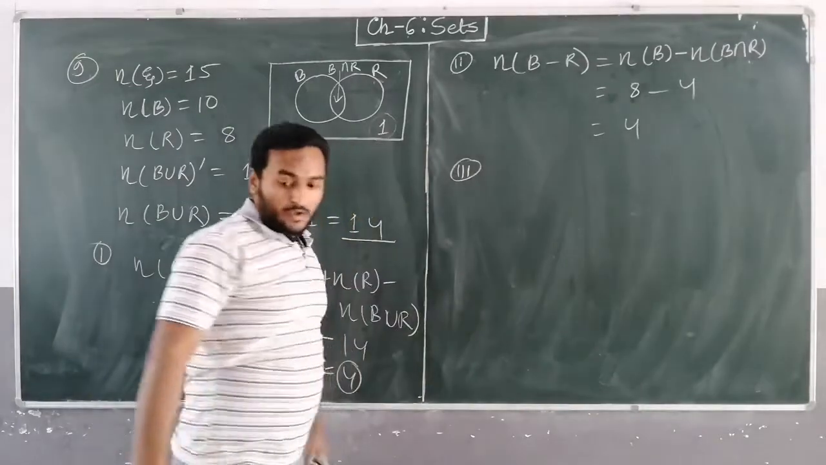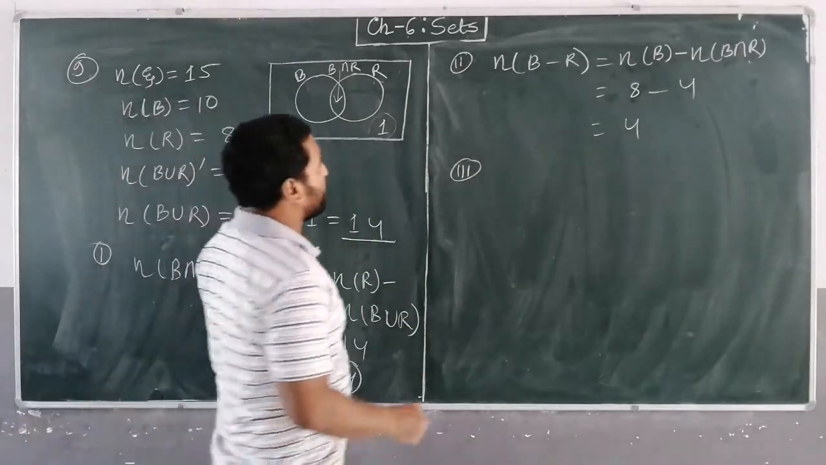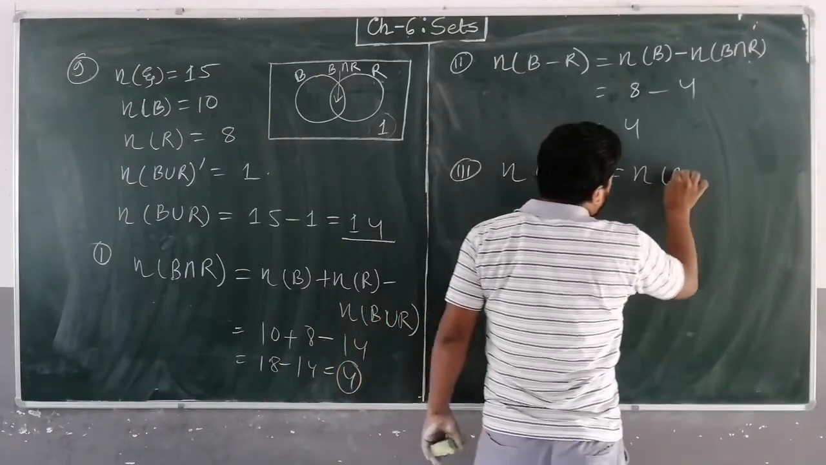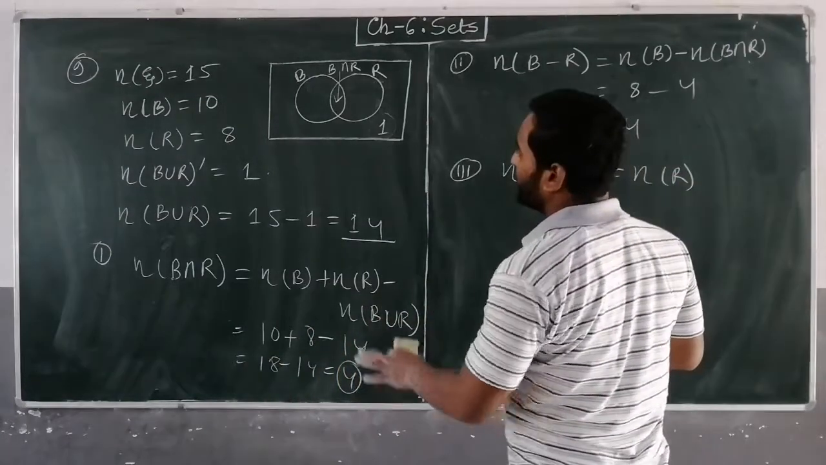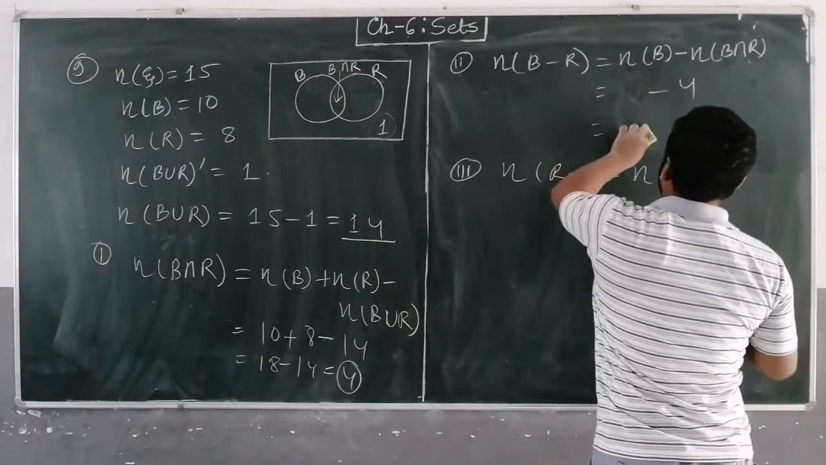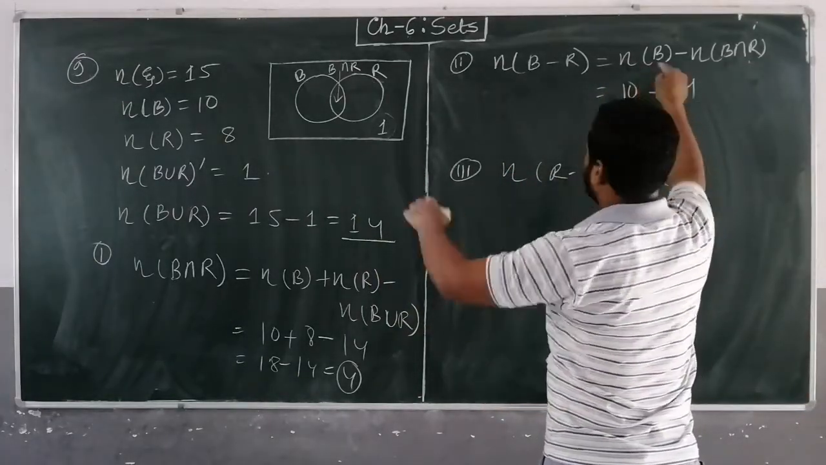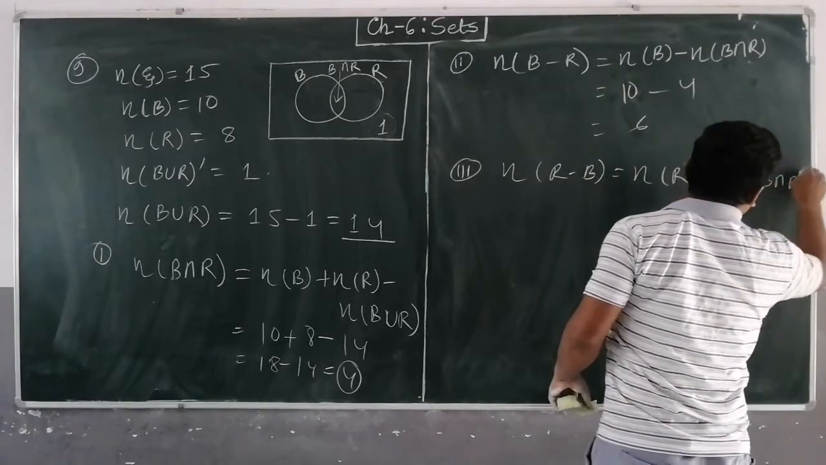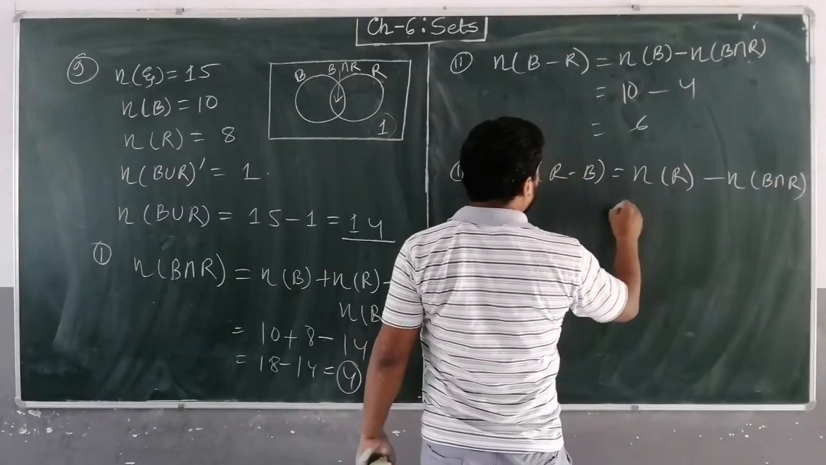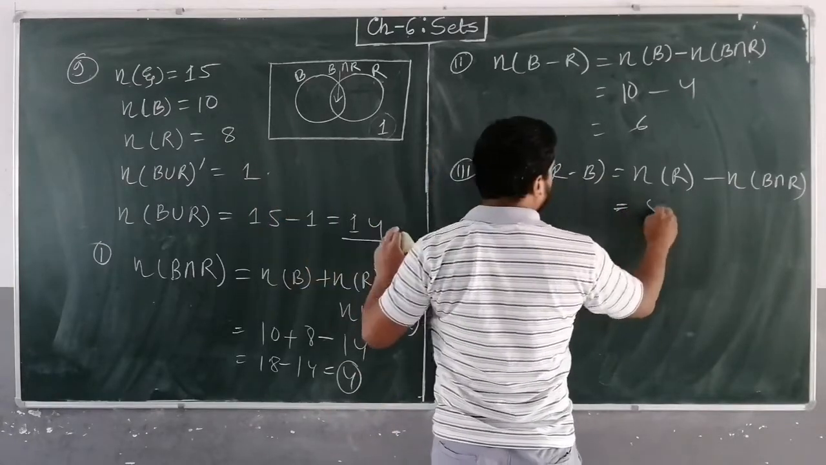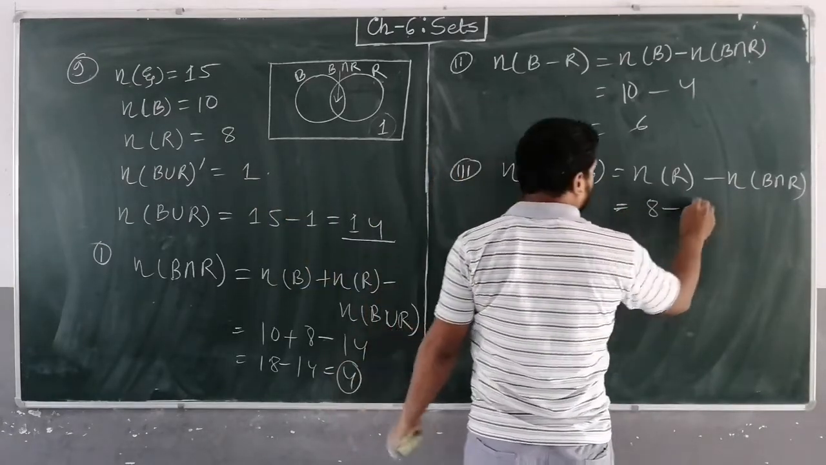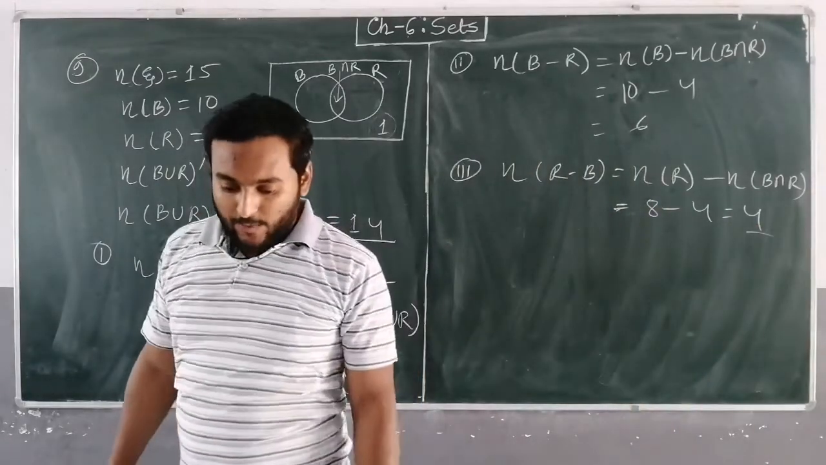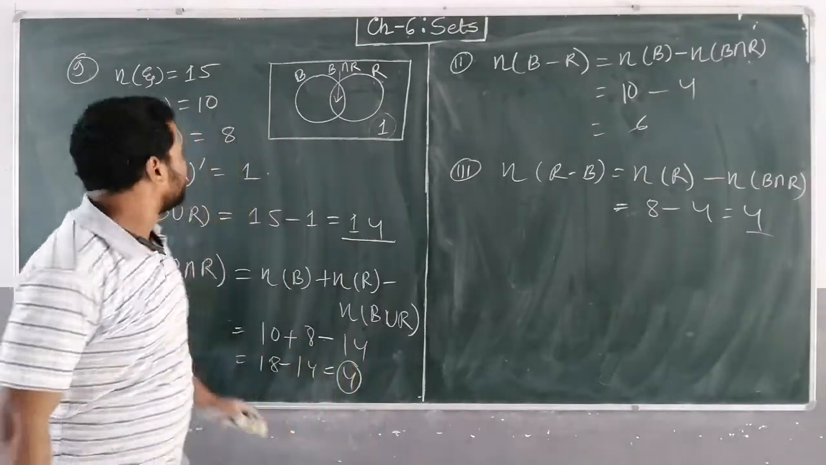Third part, only ribbons. Only ribbons means cardinality of R minus B. Same formula we will use: cardinality of R minus cardinality of B intersection R. The cardinality of ribbons is 8 and the intersection part is 4, so that equals 4. Okay, this is done. Now come to question number 10.